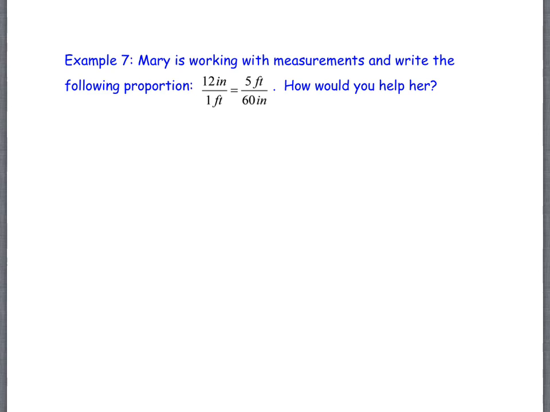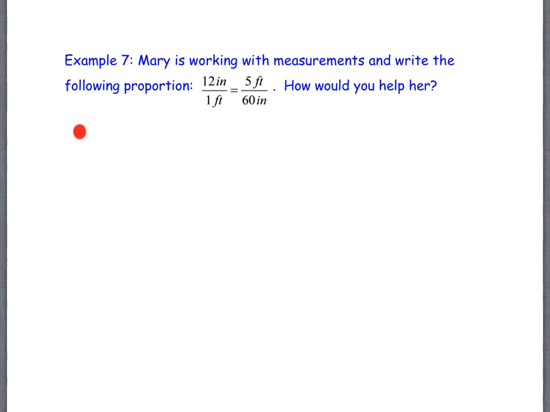Mary is working with measurements and writes the following proportion: 20 inches over 1 foot equals 5 feet over 60 inches. How would you help her? So what are some things that you would tell her about this? Let's talk first, because I know everybody always wants to talk about what they did wrong. What does she have correct here?